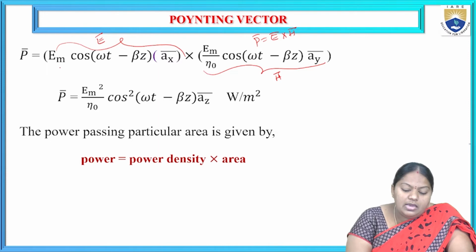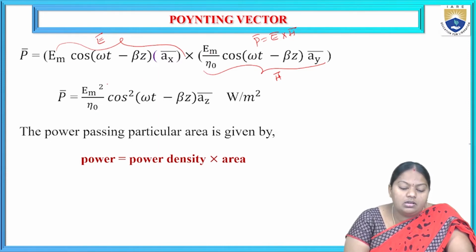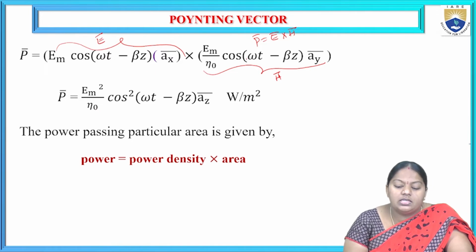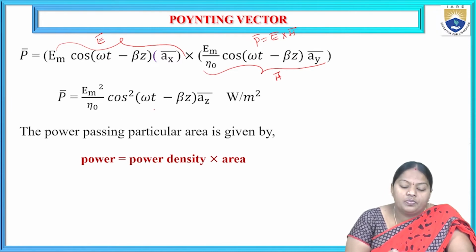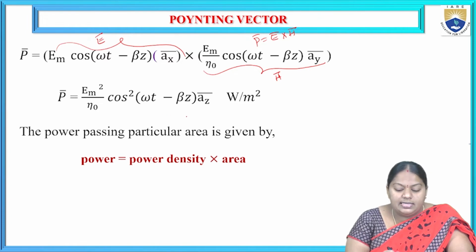So now Em into Em becomes Em square by eta naught cos of omega t minus beta z into cos of omega t minus beta z. Cos theta into cos theta becomes cos square theta. In place of theta, here we have omega t minus beta z.